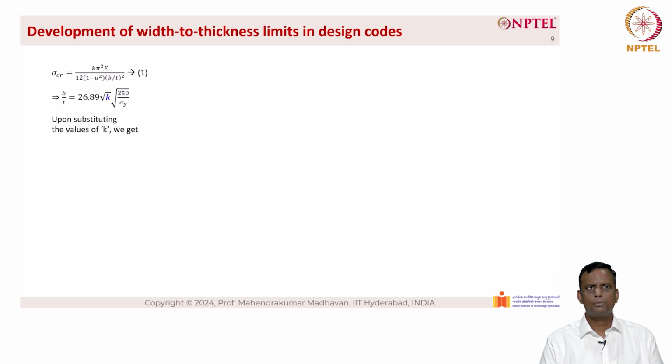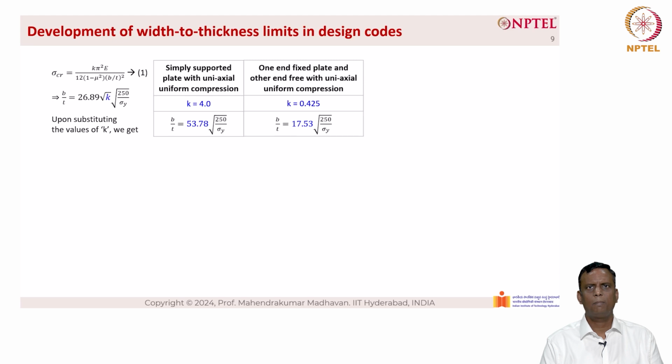Now, upon substituting the values of K for different boundary conditions, for a plate simply supported on all 4 edges subjected to uniform axial compression, we have K equal to 4.0, which we have derived in the previous sessions. We have B by T equal to 53.78 into root of 250 by sigma y. Similarly, when all 3 sides are simply supported and one side is free, we have K equal to 0.425. Hence, when we substitute K equal to 0.425, we have B by T equal to 17.53 into root of 250 by sigma y.